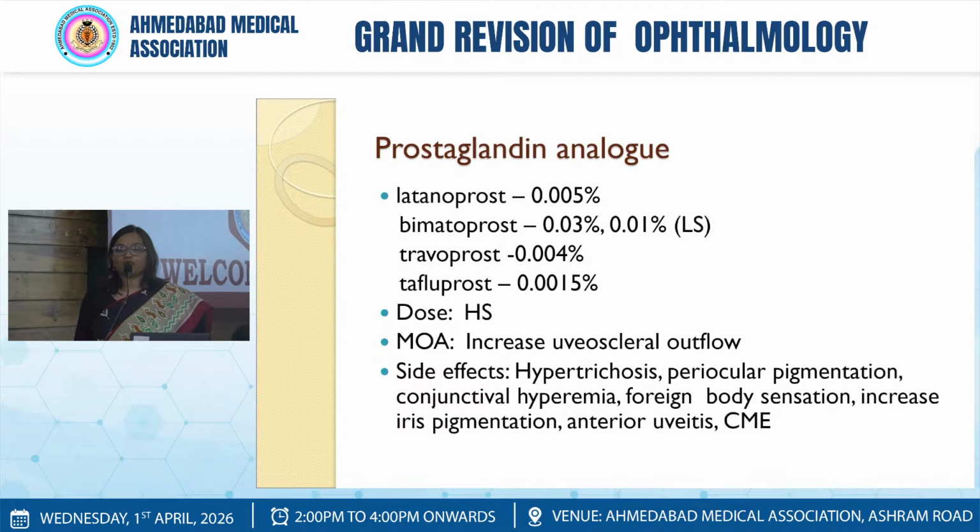10 to 21. There are two other terms. One is normal tension glaucoma, where the glaucomatous damage occurs despite normal IOP, and another one is ocular hypertension, where the IOP is high but there is no glaucomatous damage.